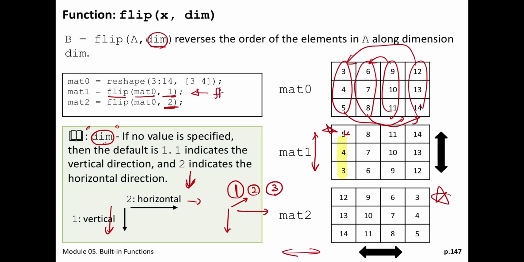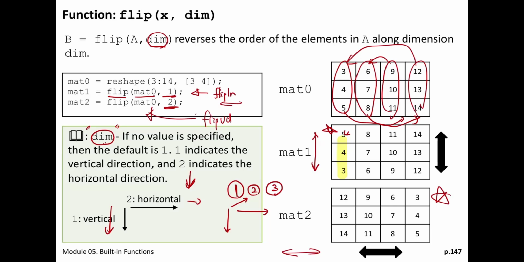What is the function that does the same operation as this one? Flip LR, right? LR means left to right. This is like a horizontal direction. So what about this one? Flip UD, up and down.